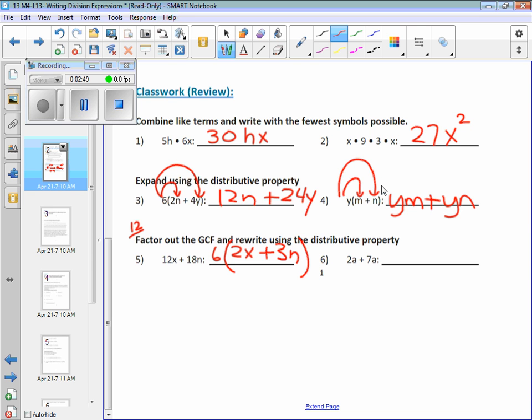That's done. Now at number 6, what do you do when you have 2a and 7a, which does not have a GCF? What needs to come out of each term? Brandon. So a comes out, and Alexa, what goes in? 2 plus 7.